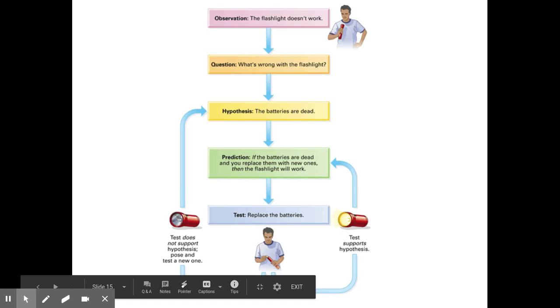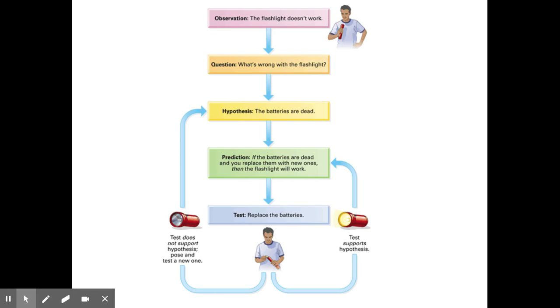For this example, we have a flashlight. Here is the flashlight. He's looking at his flashlight and says, hey, my flashlight doesn't work. That's an observation. He saw that his flashlight doesn't work. So then he comes up with a question. What's wrong with the flashlight? You could say, why is my flashlight not working? Well, then he comes up with an educated guess. His educated guess is the batteries are dead. The batteries no longer have enough energy to light this flashlight. So my educated guess, my hypothesis, is the batteries are dead.